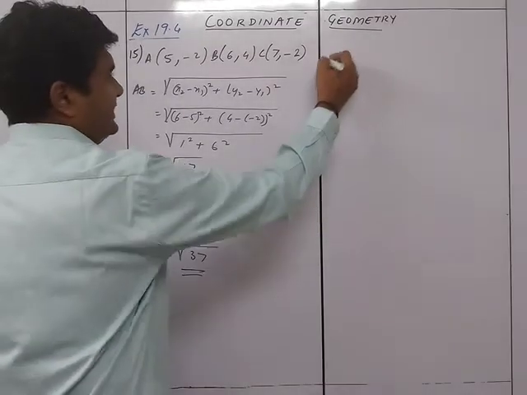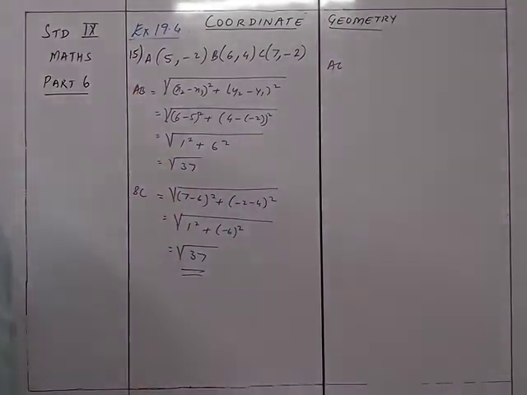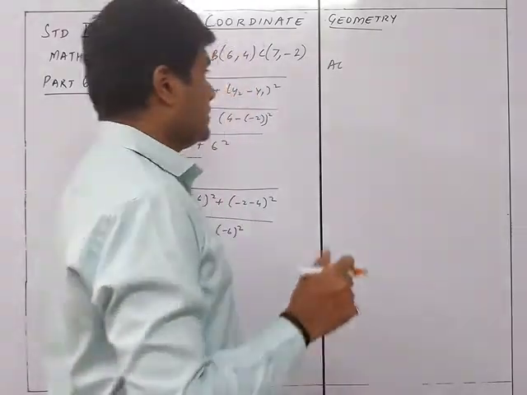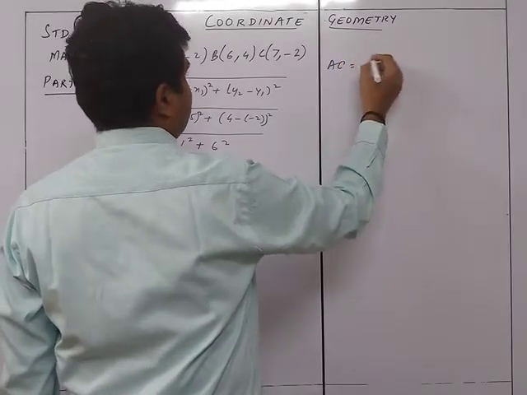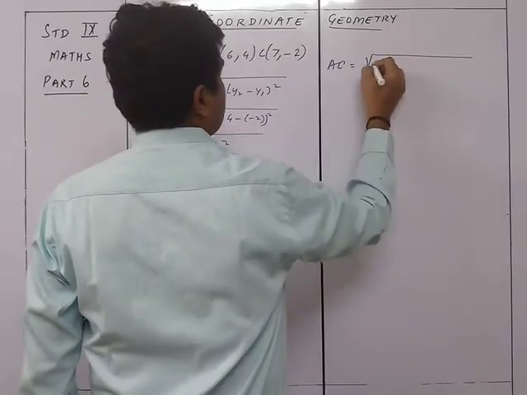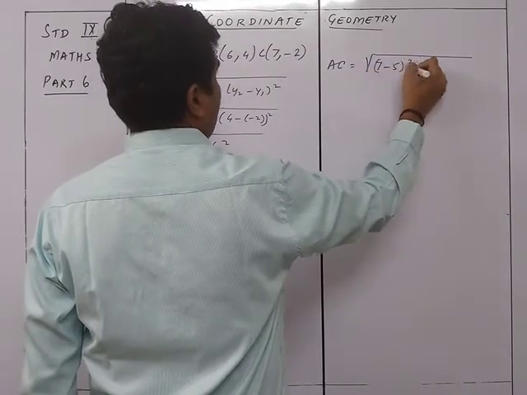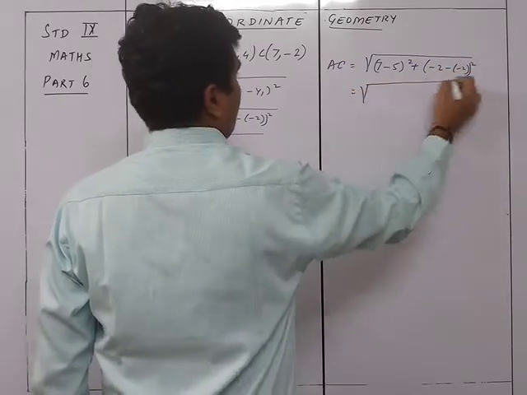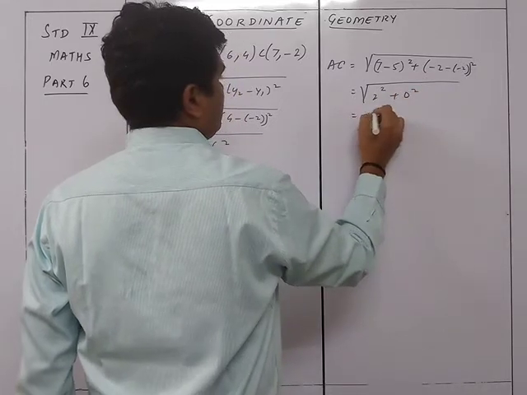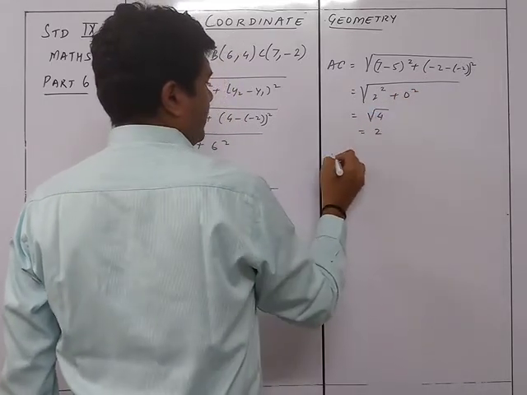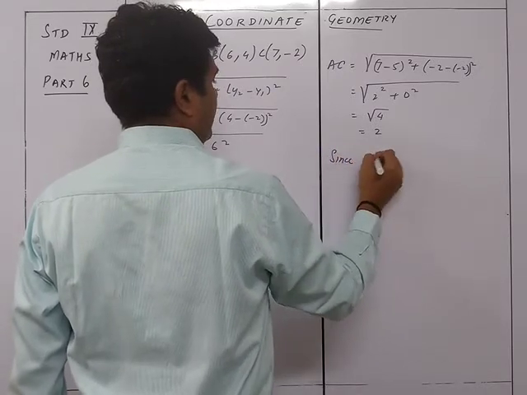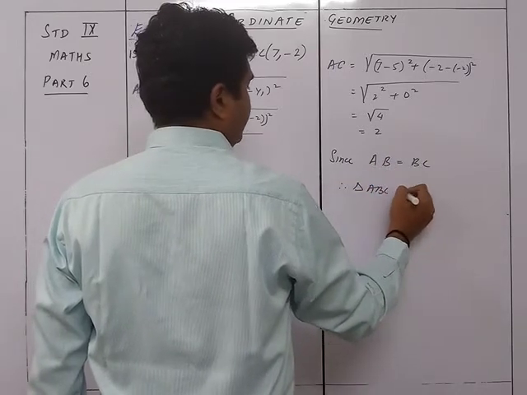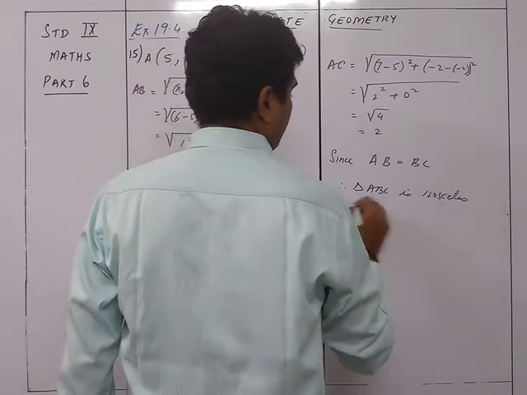And finally find out AC. We already found out that they are equal, so it's an isosceles triangle, but we still find AC just to show that it is not equilateral also. AC is square root of 7 minus 5 the whole square plus minus 2 minus of minus 2 the whole square. So that will be square root of 2 square plus 0 square, which is square root of 4, that is 2. Therefore, since AB is equal to BC, triangle ABC is an isosceles triangle.